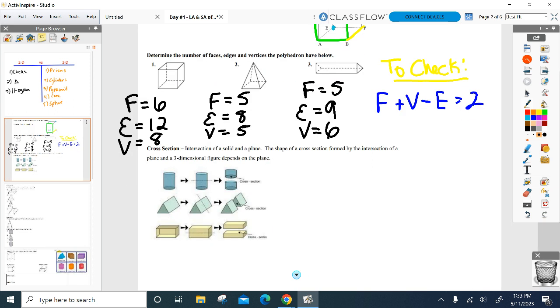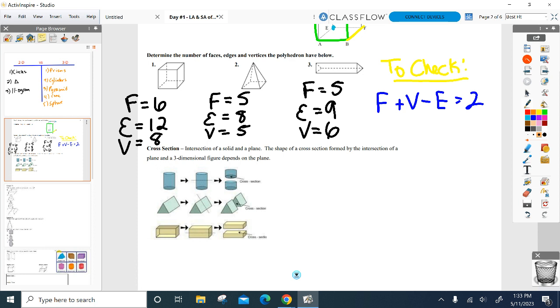Questions on faces, edges, and vertices, because I have a new concept now. Cross section. Cross section. All right, everybody. Cube. All right, here's my cube.